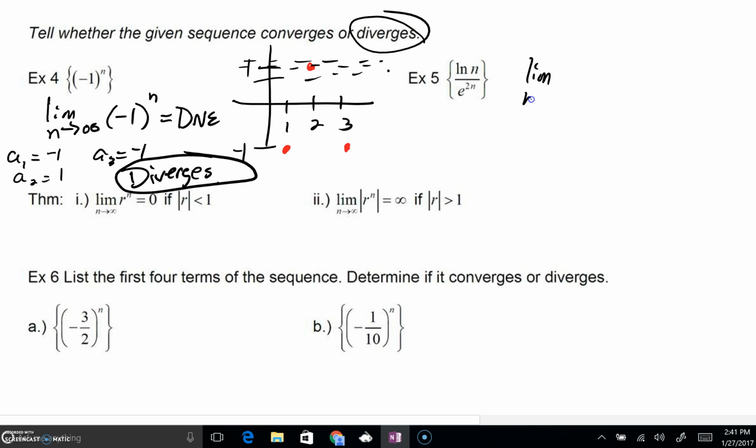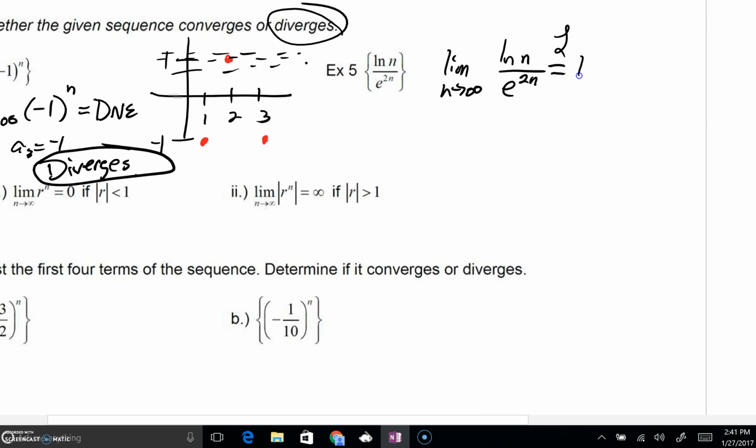Let's say I go limit as n goes to infinity of ln of n all over e to the 2n. Wow, this is reminiscent of something. You can look at this and say I'm getting infinity over infinity. Natural log of infinity would be heading towards infinity. L'Hopital, very good. Wow. So limits are going to show up with some regularity. L'Hopital's rule becomes our best friend.